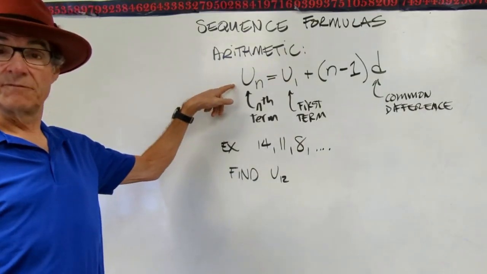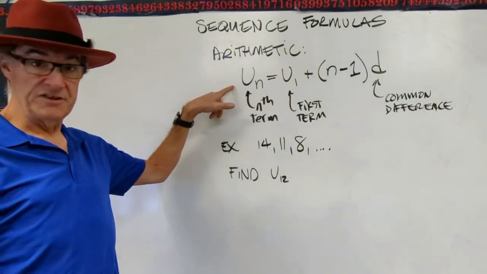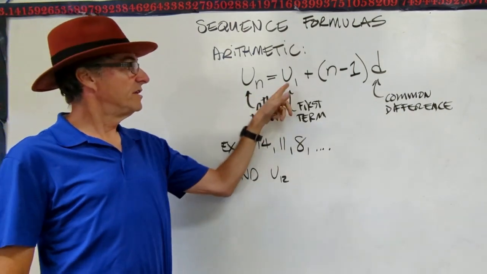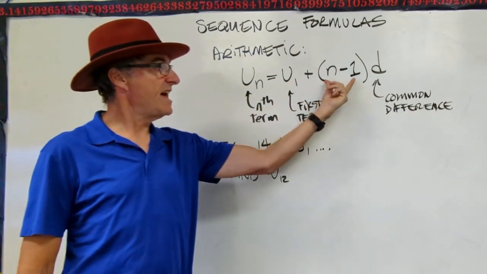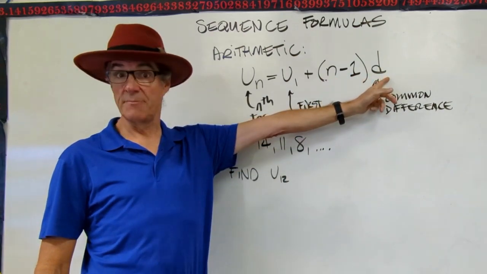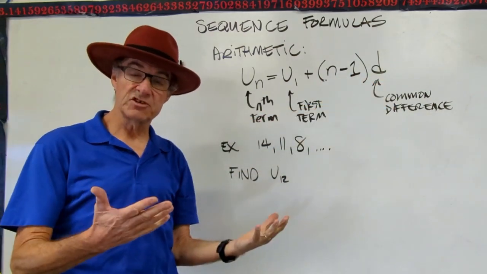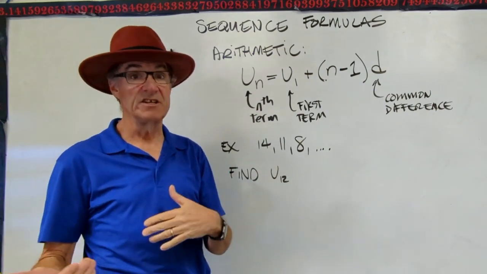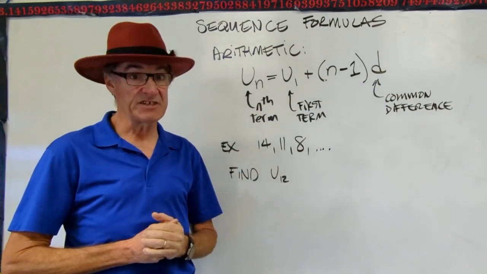So here's your general term formula, in your formula booklet, by the way. So the nth term, un, is going to equal the first term plus n minus 1 times the common difference. Now remember, arithmetic terms have a common difference. The same number is added or subtracted from each term to get the next term.